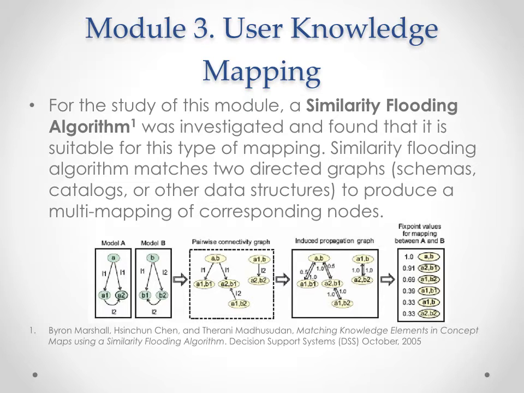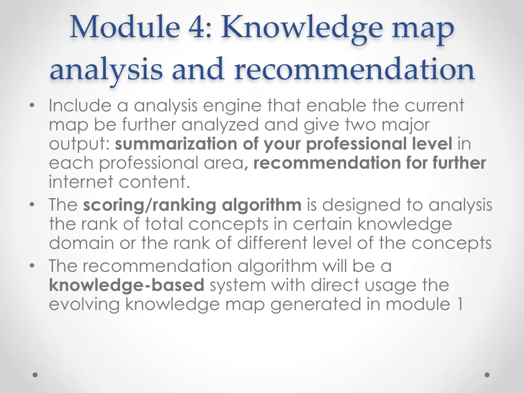So in this mapping, I discovered that a similarity flooding algorithm is suitable for this type of mapping. The similarity flooding algorithm matches two directed graphs, such as here model A and B. In this sense, A will be your personal knowledge, and B will be the comprehensive knowledge map as a total, and then it produces a multi-mapping of corresponding nodes, so that after it's mapped, you will know exactly the location of your knowledge in the knowledge map. So that's the concept. And in the end, it will be a knowledge map analysis and recommendation system.